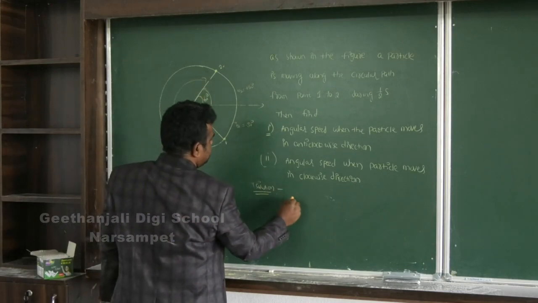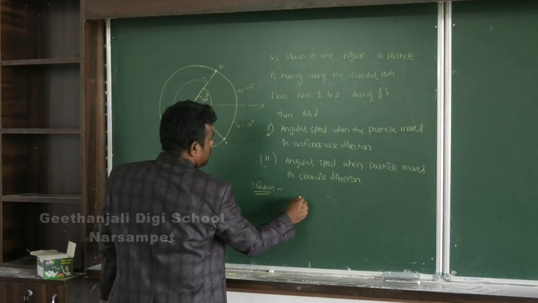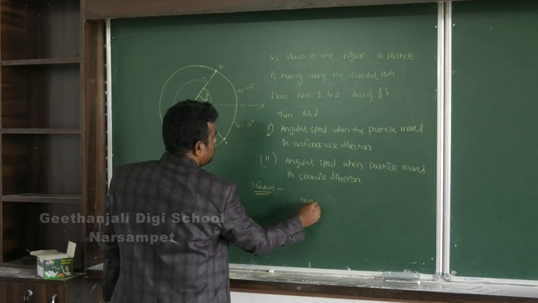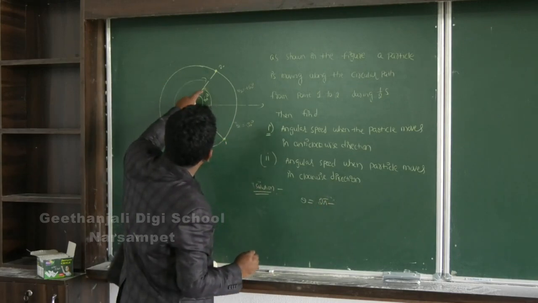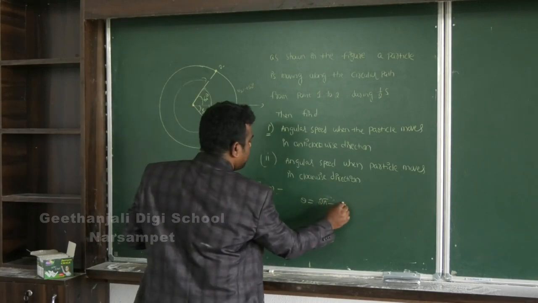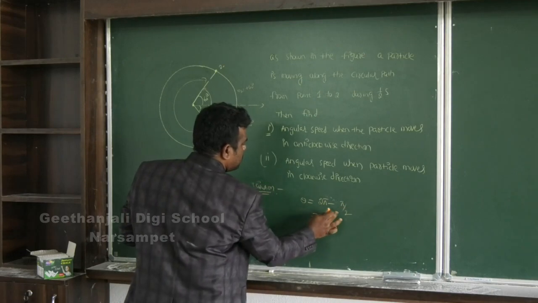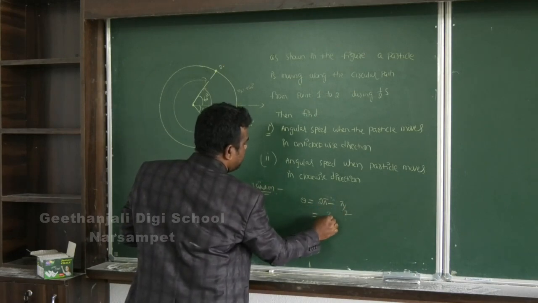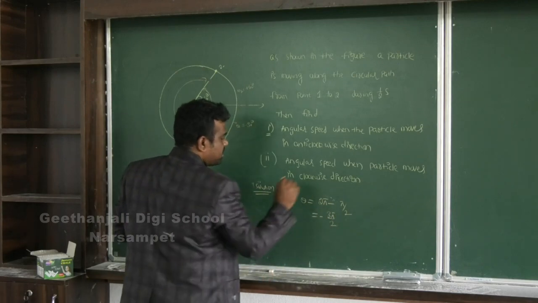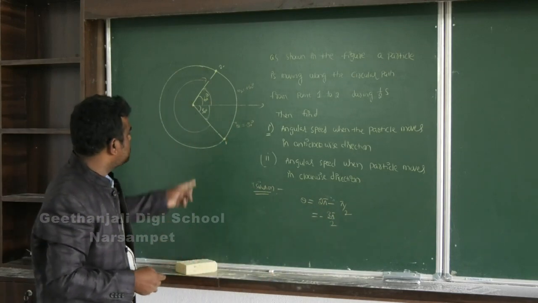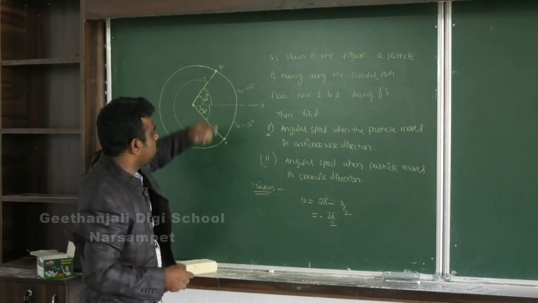So let us write now angular displacement theta is equal to 2 pi. From 2 pi let us subtract this angle, that is pi/2. What is this? 4 pi minus pi, 3 pi/2. But you should take this in the negative sense. Why should we take it in the negative sense? We are measuring the angle in the clockwise direction.